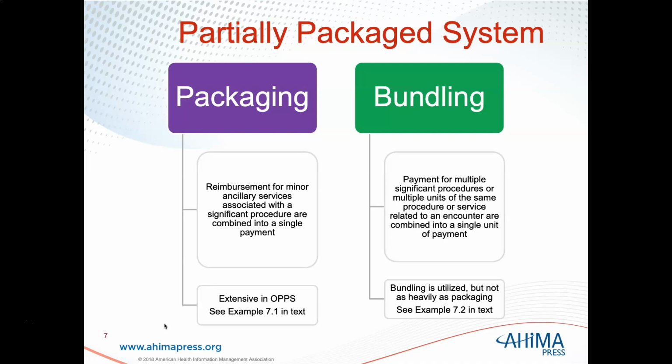Now, bundling. This is payment for multiple significant procedures or multiple units of the same procedure or services that are related to an encounter combined into a single unit of payment. Do they give us an example for bundling? Yes. A patient is seen by her primary care physician for continued neck and back pain. The physician orders MRIs to be performed at the cervical, thoracic, and lumbar regions. The MRI of each region is an individual component. In other words, you do them separately. When these three components are provided during the same encounter, the payment for the components is combined into one APC, and that is bundling. Bundling is those separate procedures that may be rolled together for a single payment. Packaging is where you have a procedure and you have some other things that come with that procedure that are rolled into it for a single payment. So make sure you know the difference between those two.